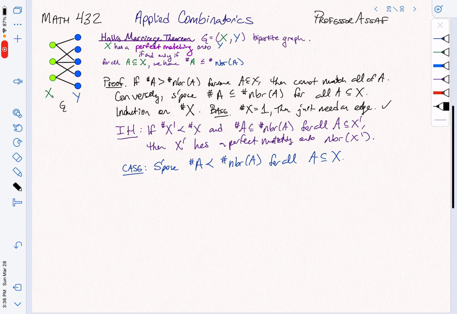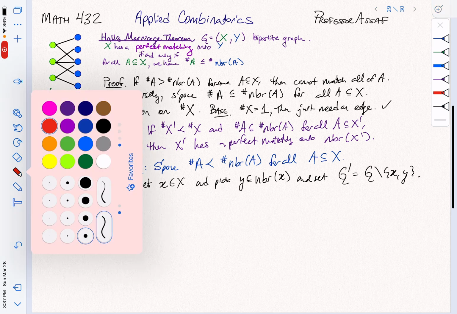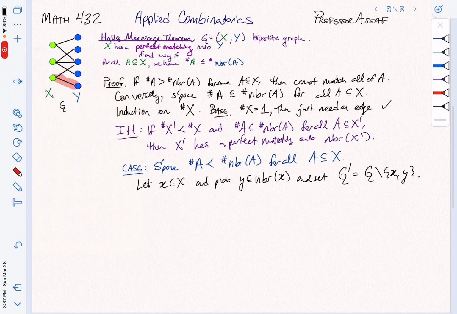Okay, let's see how that works. We're going to let x be an element of X and pick y that's a neighbor of x. We know that a neighbor of x has to exist because, in fact, there are at least 2, so just pick one. And set G prime equal to G, and let's take away x and take away y. I've deleted x and I've deleted y. The idea is that I'm taking this edge, taking those 2 vertices out of the game, and looking at what's left.